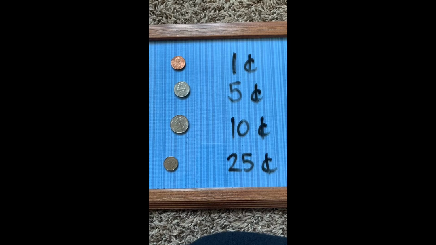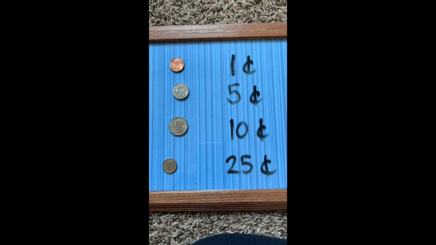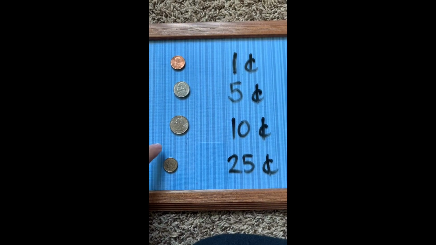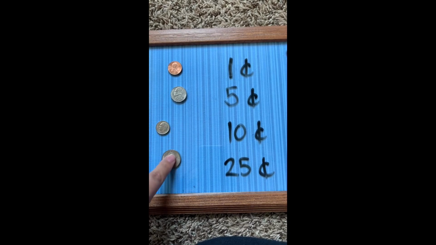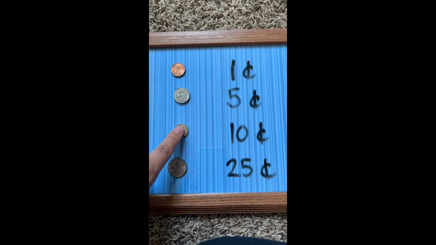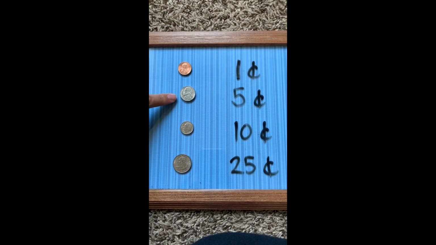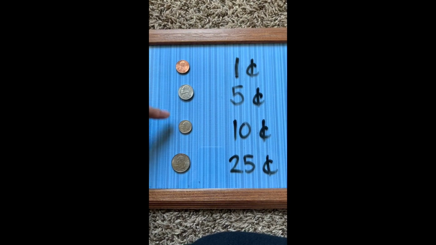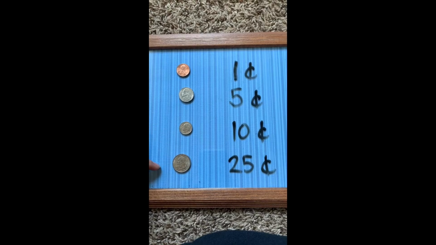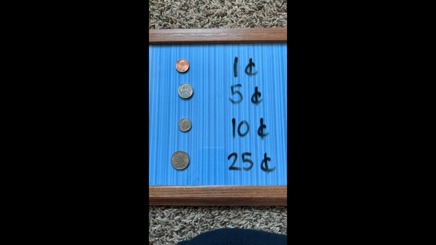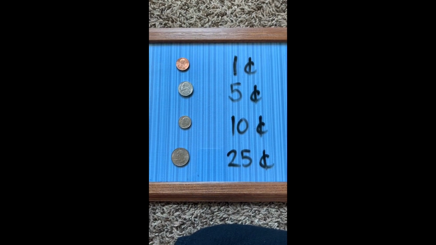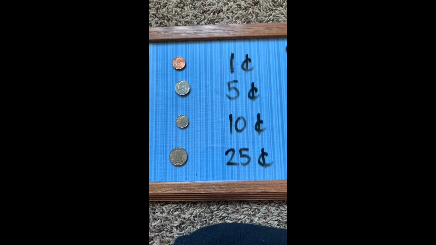Still not quite. My 10 cents, my dime, is a little bit smaller. It's the smallest coin that we have. So it's going to switch with our quarter here for 25 cents. And now we've got it. A penny is 1. Our nickel is 5. A dime is 10. And a quarter is 25. We're going to use these coins to build some different numbers today.